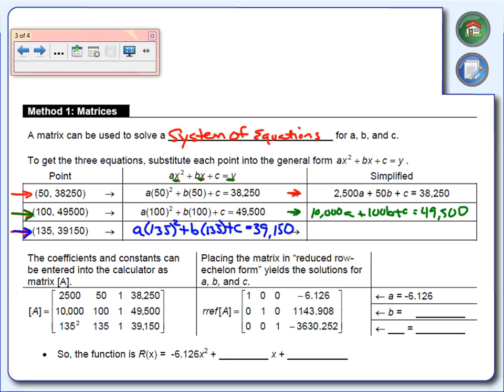So if I simplify that, I need your help here. I need to square 135. What do you get when you square 135? 18,000 what? 225? Y'all double check that and make sure that is correct. I need to multiply 135 times B, which is 135B. Still adding the C, and the total revenue we're expecting is still 39,150.